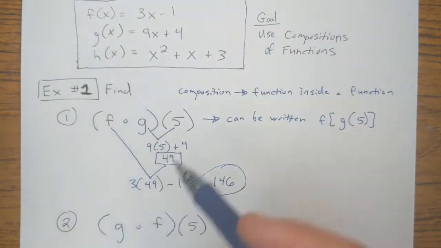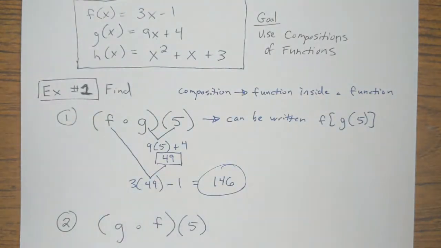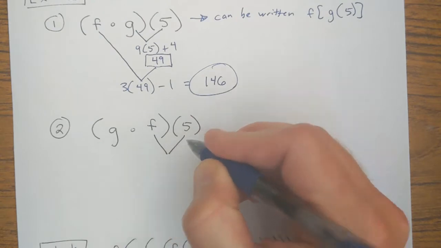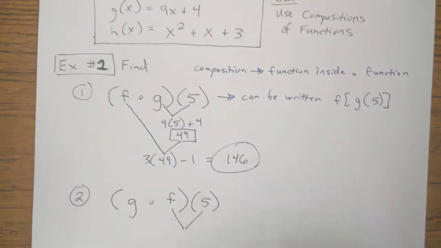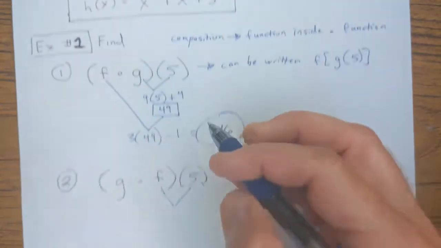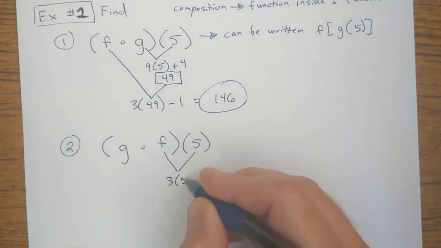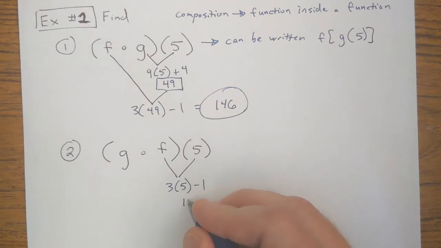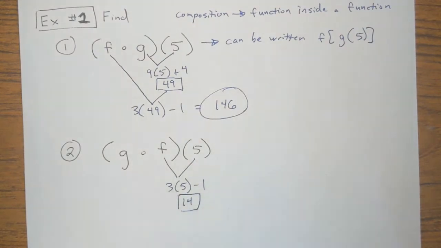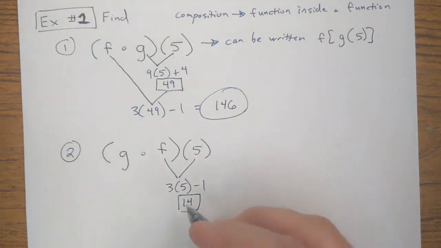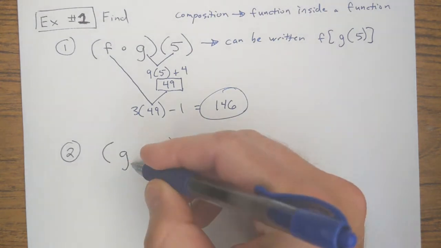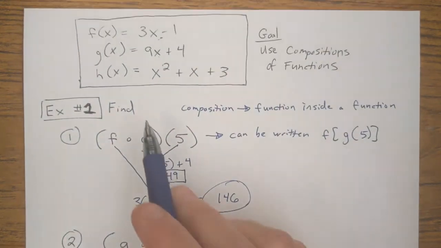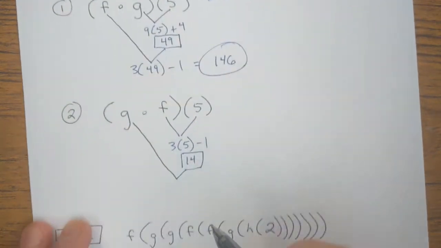Functions can be named anything. I'm just sticking with these f, g, and h. But let's start by taking the 5, and this time let's input it into the f first. 3 times 5 minus 1. Well, when I do 15 minus 1, I get an output of 14. Of course, with the composition, once I get this output of 14, now I'm going to plug that 14 and input it into g. 9 times 14 plus 4.